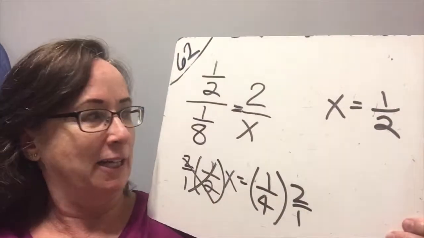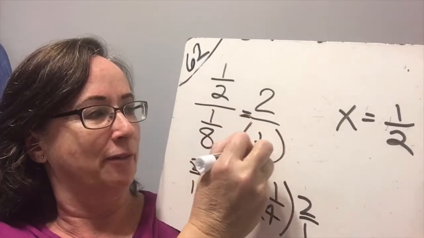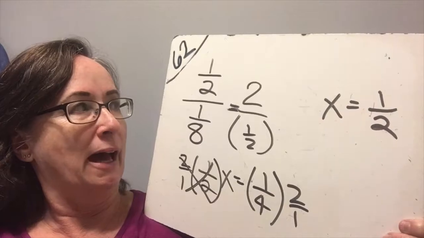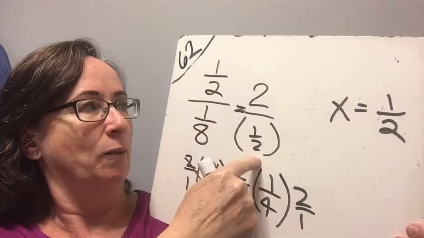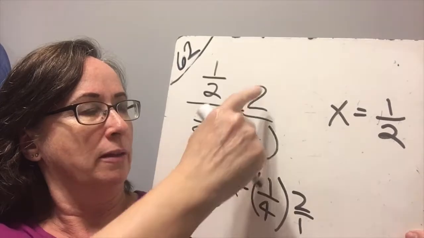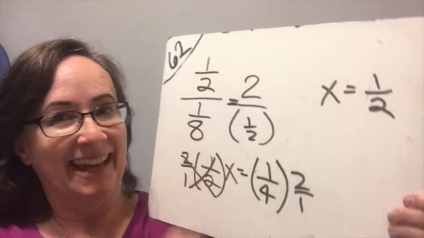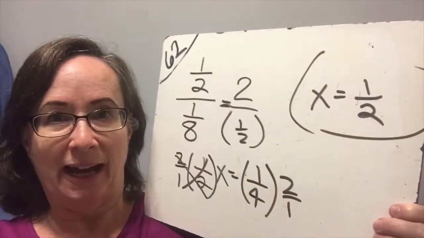So now let's go back and check it. Let's plug in a 1/2 right there. All right, we're going to check this one by just cross multiplying. 1/2 times 1/2 is 1/4. 2/8 is 1/4. And we got it right. And the answer was X is 1/2. I hope you got it right.